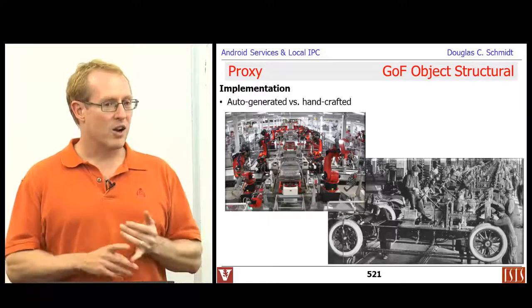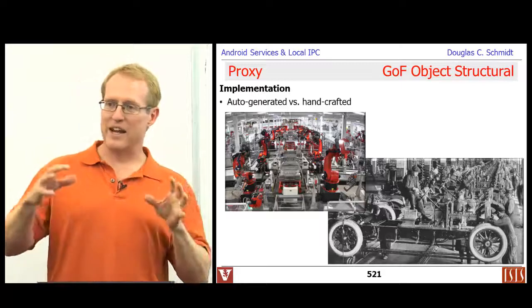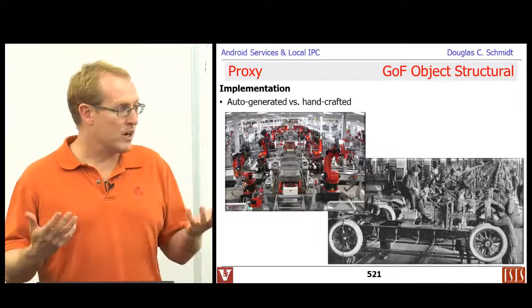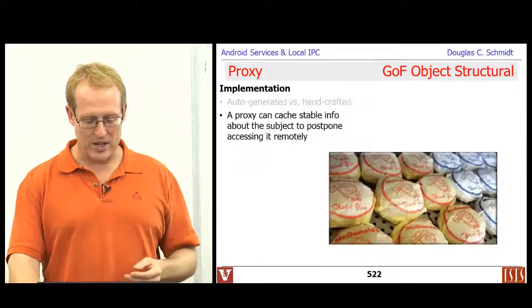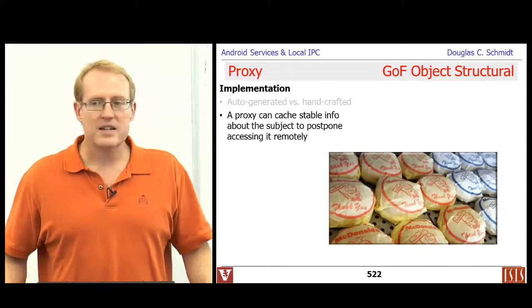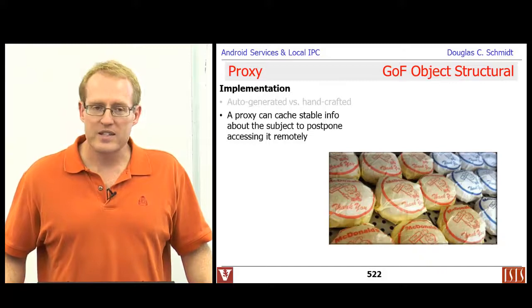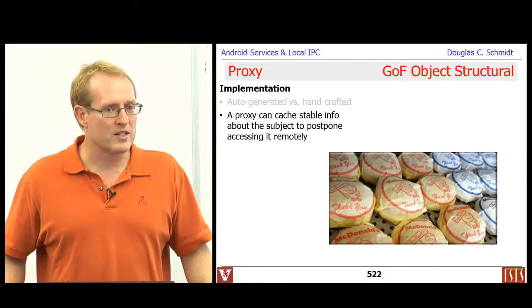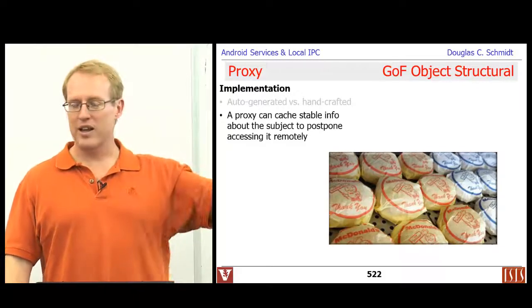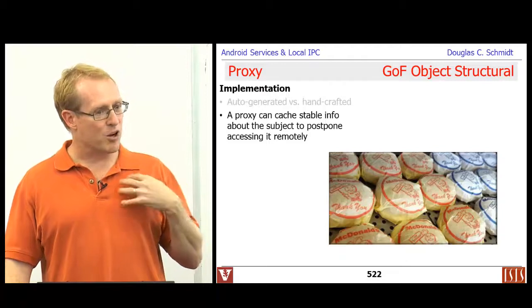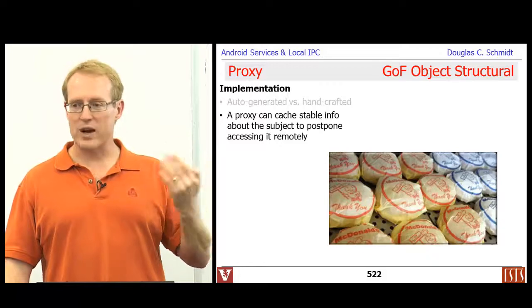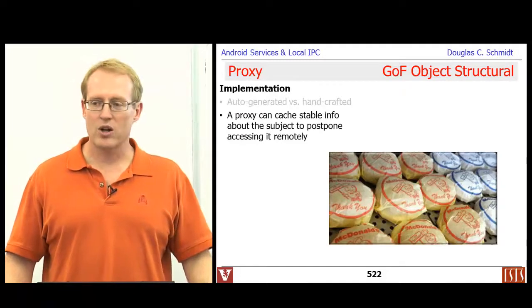One is, are the proxies automatically generated, like a robotic assembly line, or are they something that's handcrafted? And there are trade-offs. For the most part, people rely on auto-generation now. Another question is, you can potentially use a proxy to cache certain information that is stable or immutable, things that don't change. Idempotent, as they sometimes say, where you get the same result if you call an operation multiple times. And you can have the proxy cache that information locally so that when you need it, it's right there. You don't actually have to make a remote call to the other side.